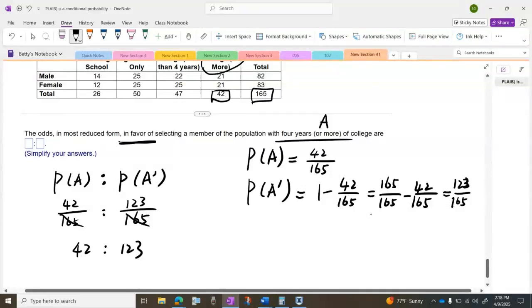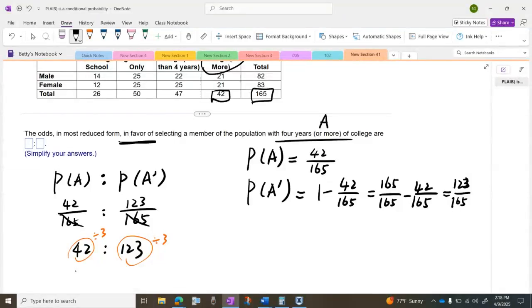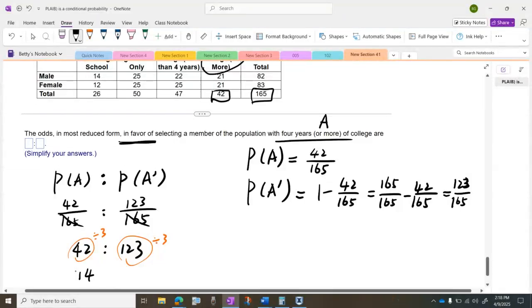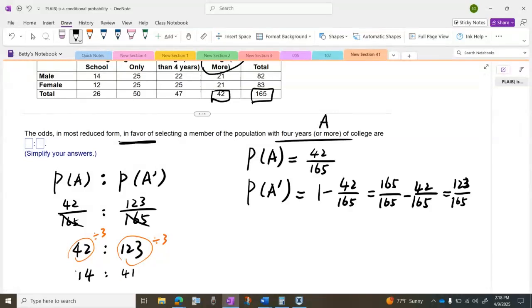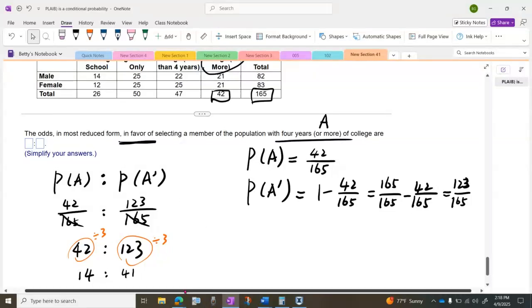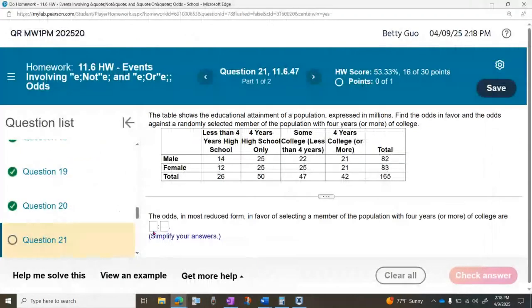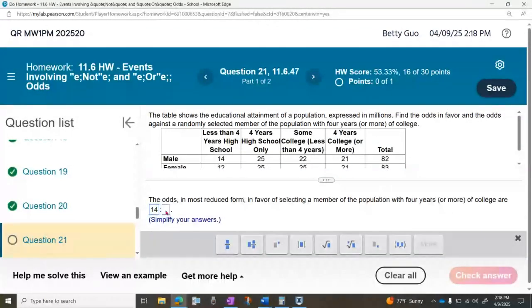Do the two numbers have a common factor? Yes, they have a common factor 3. So we divide this number by 3 and this number by 3. 42 divided by 3 is 14, and 123 divided by 3 is 41. Okay, that is simplified. I think 41 is a prime number. So the result is going to be 14 to 41.